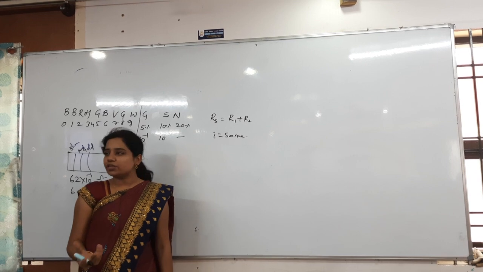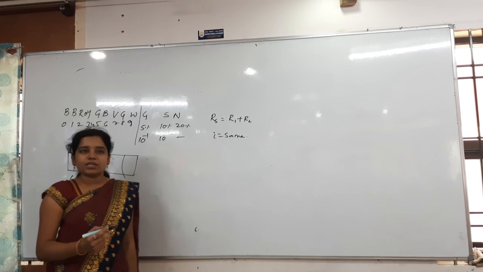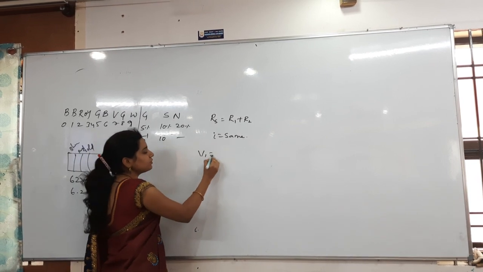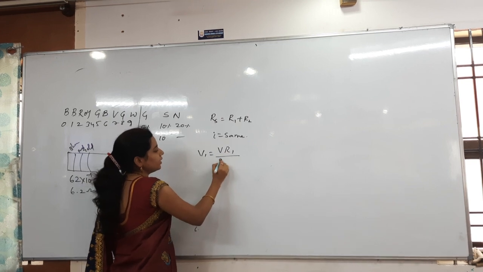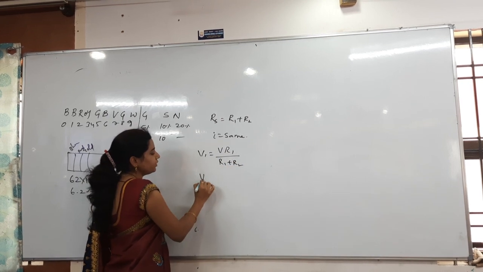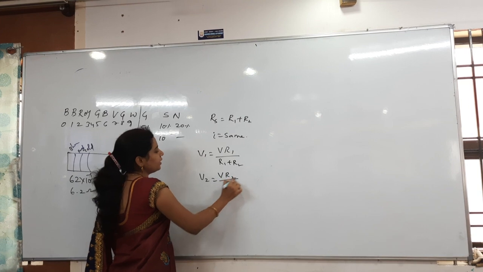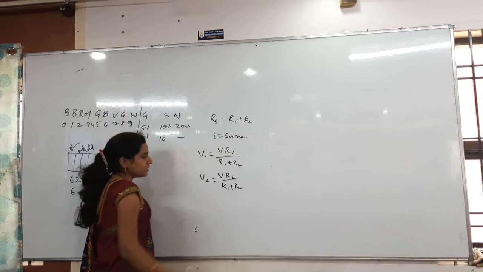The current I is the same, so the voltage will be different, obviously. Do you remember the formulas? V1 is equal to, what is the formula we got? V1 = V R1 by (R1 plus R2). V2 is equal to V R2 by (R1 plus R2).